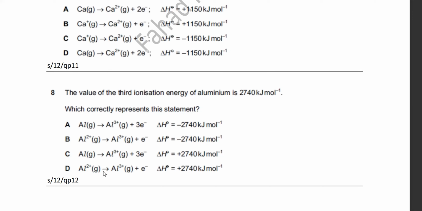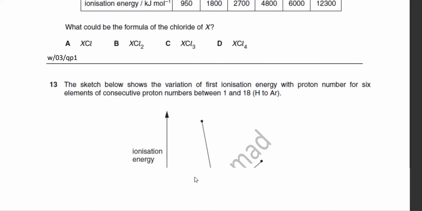D. And also remember the states, it has to be gaseous. So D is correct. 2 electrons have already been lost. You're removing the third one now. So it's +2 740.